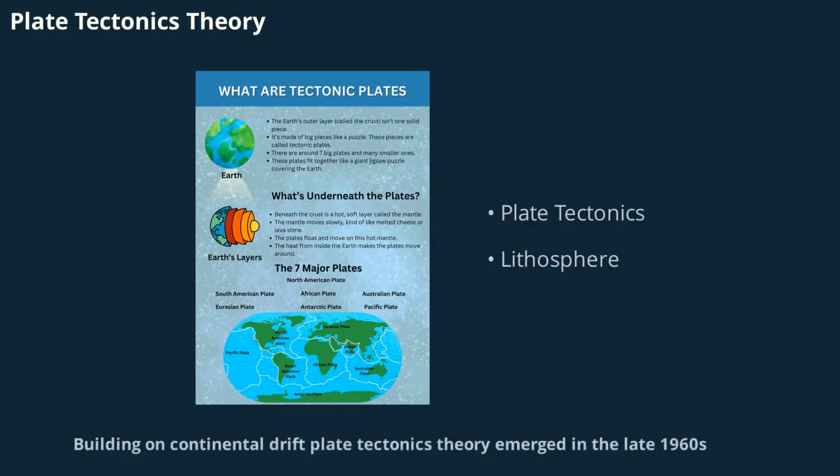Building on continental drift, plate tectonics theory emerged in the late 1960s. It describes how Earth's lithosphere, the uppermost mantle and crust, is broken into large plates that slide over the asthenosphere. These plates move slowly, changing size and shape over time. Plate tectonics explains the movement and deformation of Earth's outer layers, revolutionizing our understanding of geological events.